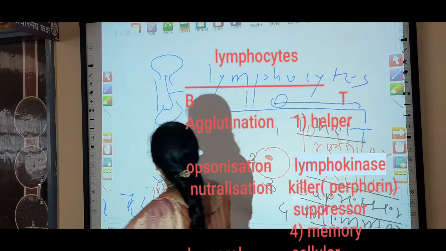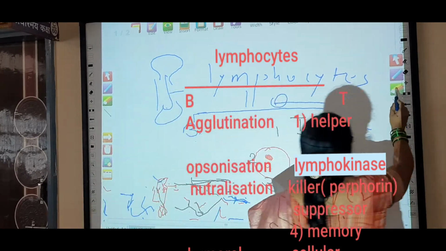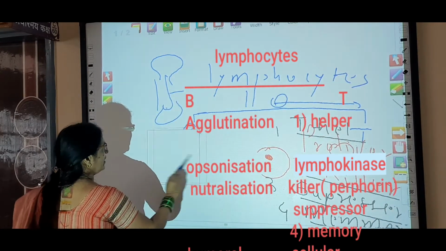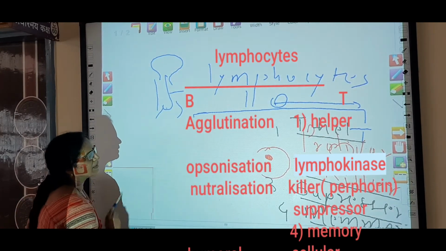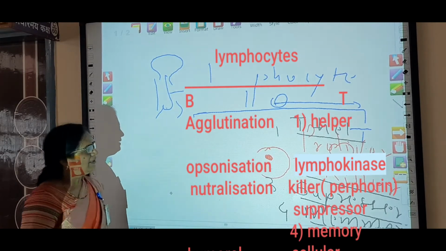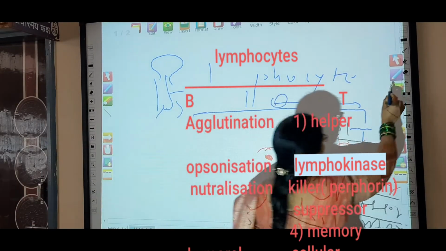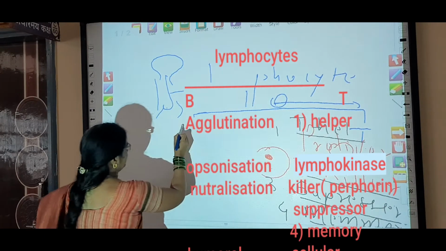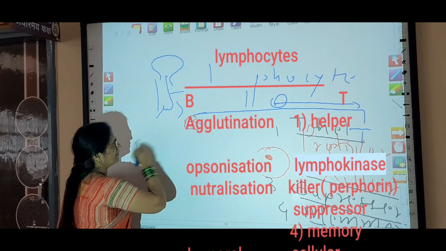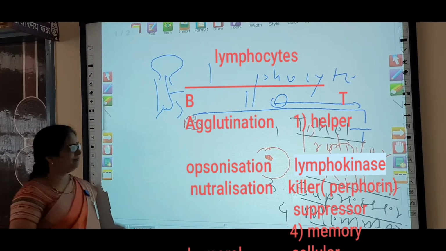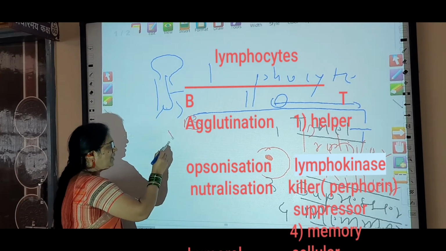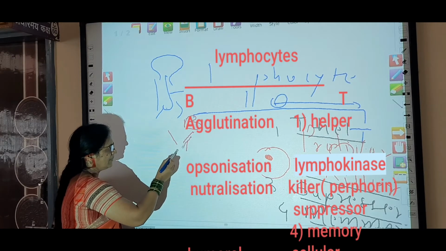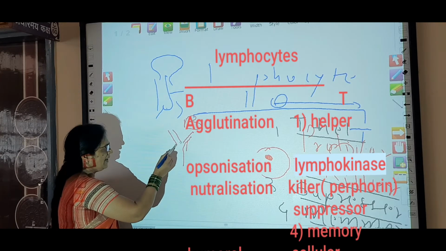Look here. What happens here in the lymphocytes? The B lymphocytes produce the antibodies.